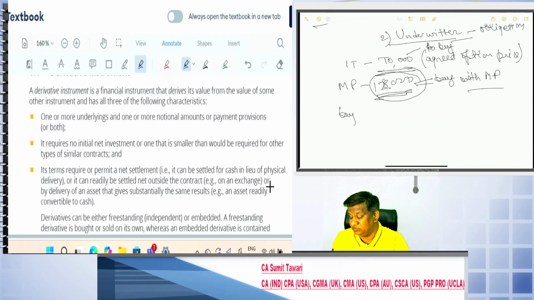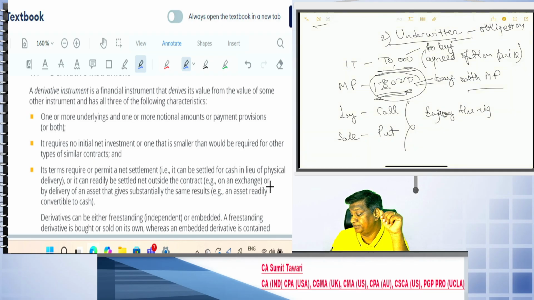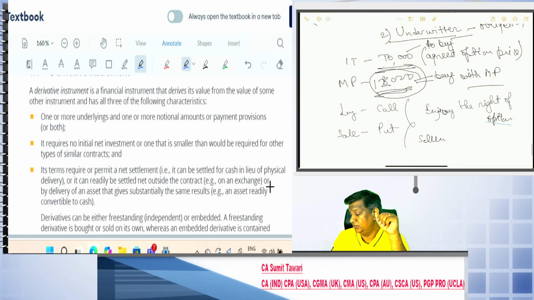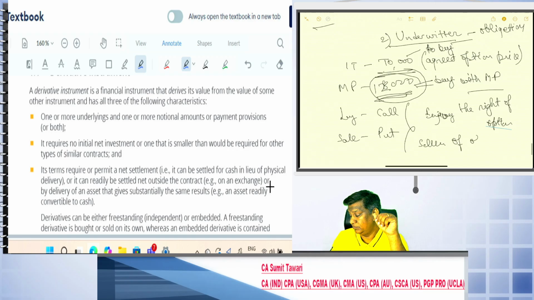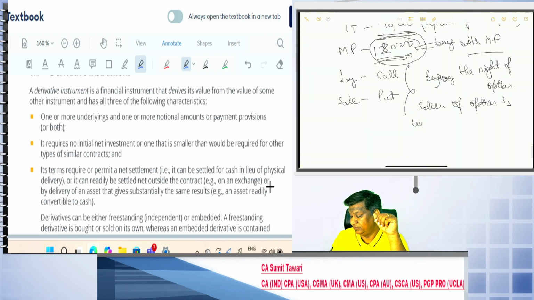In options, buy means call option and sell means put option. Besides that, you just need to keep in mind, the purchaser of the option basically enjoys the right to exercise or expire the option, but the seller of the option is under an obligation.